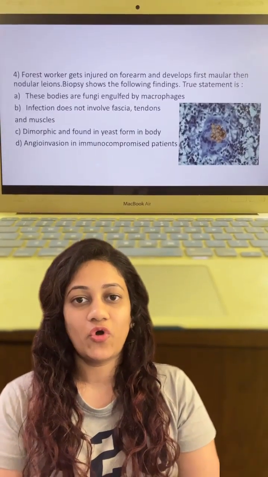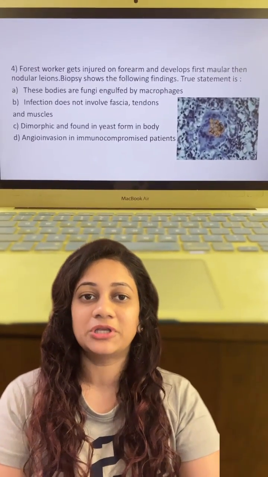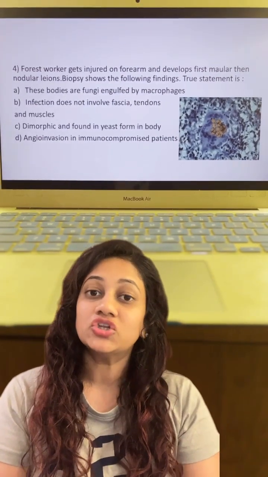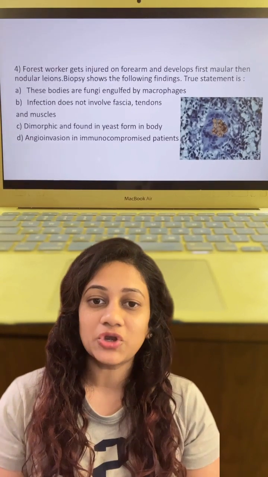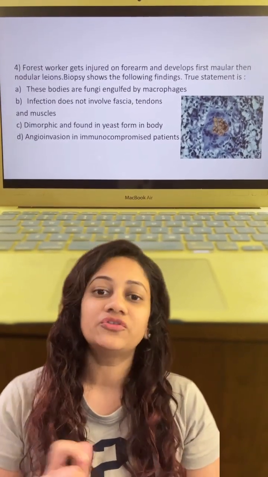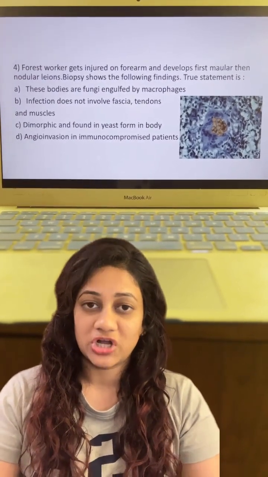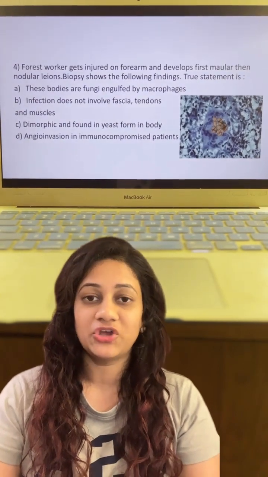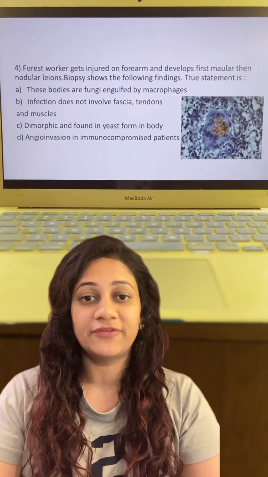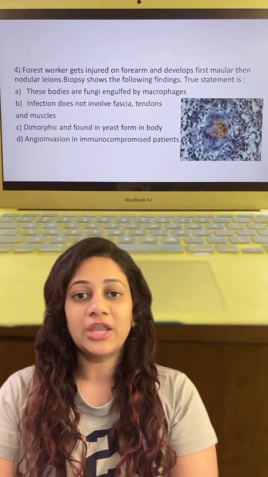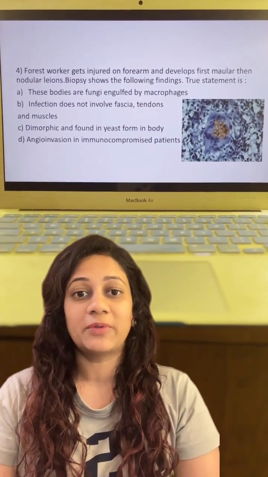Next question is: forest worker gets injured on forearm and develops first macular, then nodular lesions. Biopsy shows the following findings. True statement, you have to pick of these four options. That is, these bodies are fungi, engulfed by macrophages. Infection does not involve fascia, tendons and muscles. Dimorphic and found in yeast form in the body. And angioinvasion in immunocompromised patients.